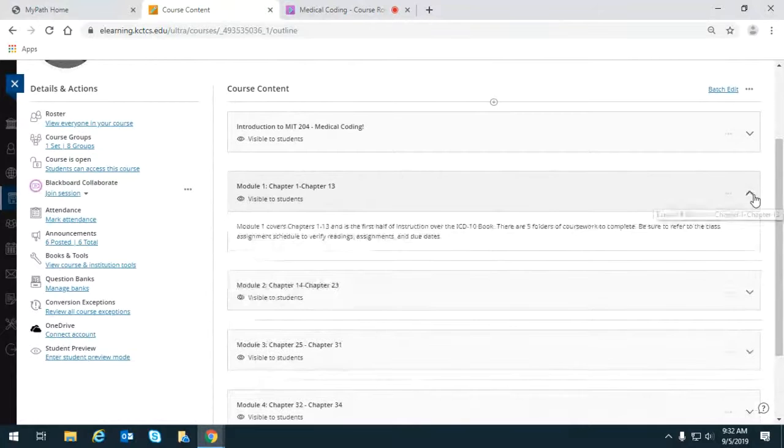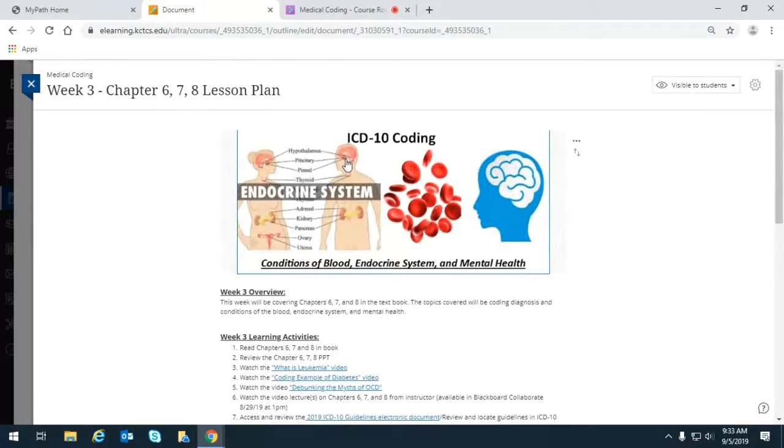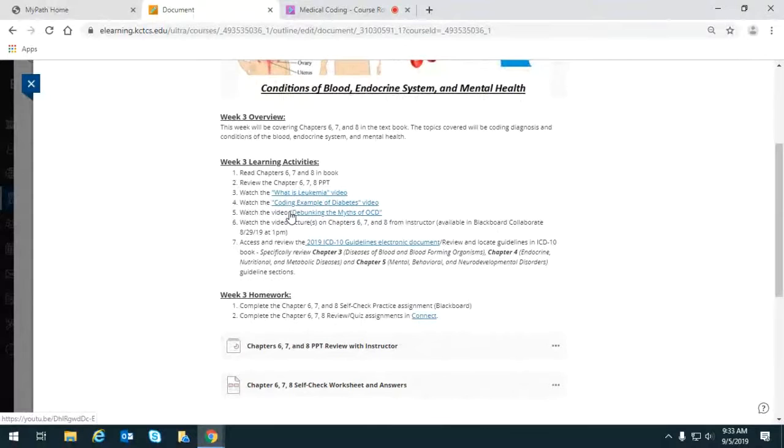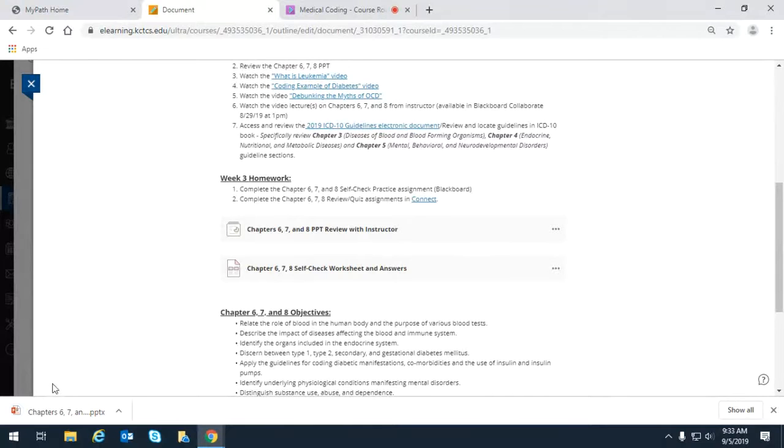I did update the PowerPoint, so I'm going into the week three folder. On our lesson plan, we have three different chapters that we're covering, but these chapters are not bad at all. Pretty straightforward coding. There really isn't a whole lot of guidelines for these three body systems, three areas. There are some videos to check out, some extra resources. I've got two files here. I'm going to download the PowerPoint. I just finished this up yesterday, so if you accessed it before, it's got some changes in it.